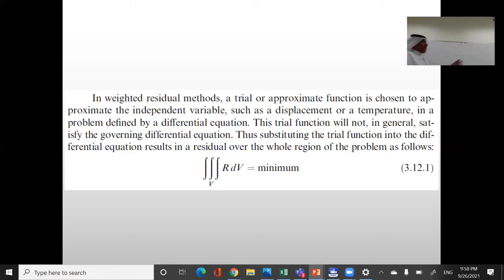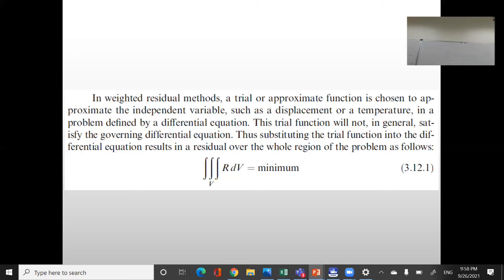You take the differential equation, or you take the residual. This is called R. When you put the approximate solution in the differential equation, you get a residual. You didn't get 0, maybe you get 0.1. Now, how do you minimize 0.1?